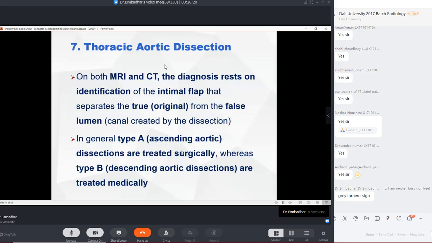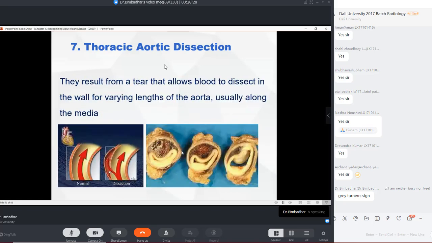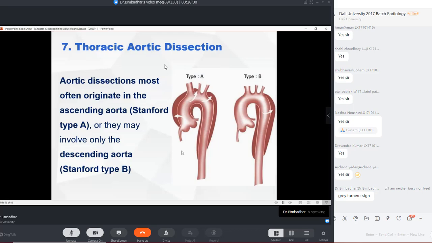But on a CT scan, how do they actually appear? There is a classification. I think you have already learned it in pathology. It is called the Stanford classification. The Stanford classification is nothing but: if the dissection is present along the ascending aorta, it is called Stanford A type, and if it is present in the descending aorta, it is called Stanford B type. Okay, ascending aorta Stanford A, descending aorta Stanford B.